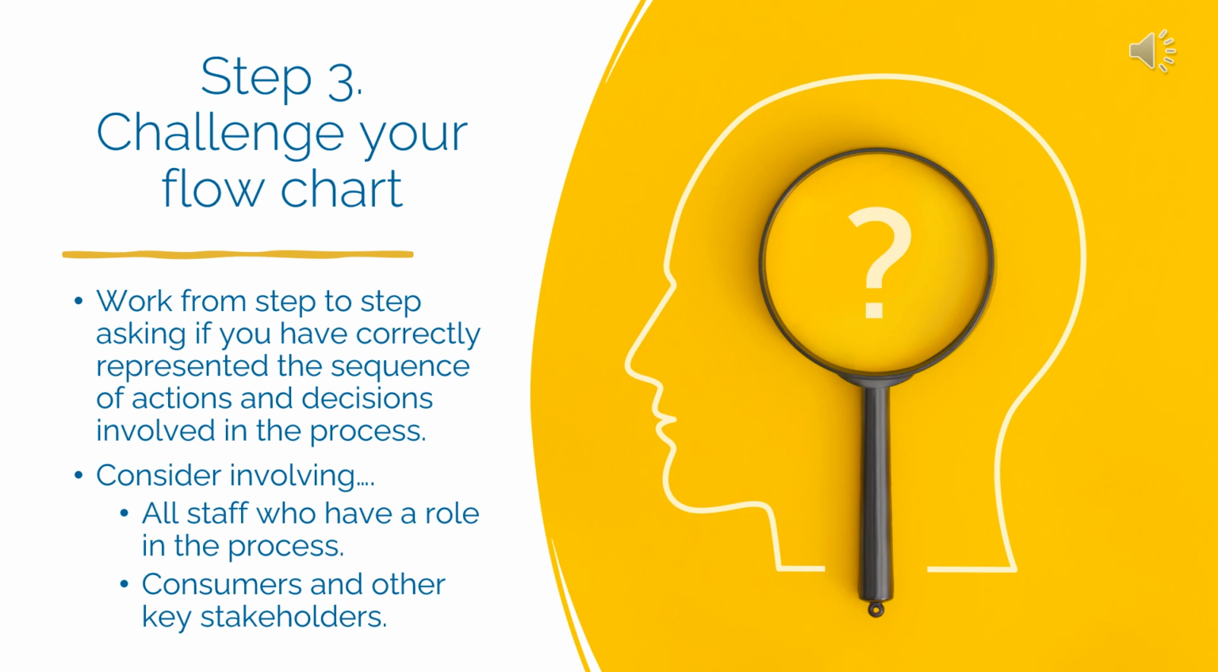So now we are at step 3 in our process map. We are going to challenge our flowchart. We want to work step to step, asking if we have correctly represented the sequence of actions and decisions in the process. At this step, you really want to consider involving all staff who have a role in the process and, if applicable, consumers and other key stakeholders. You really want to make sure you have it right.